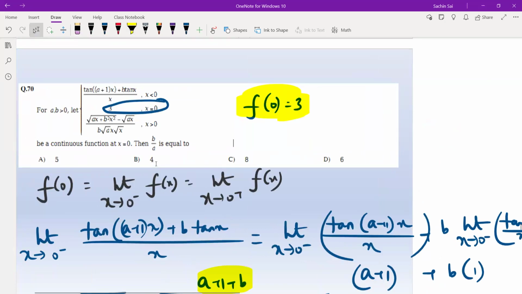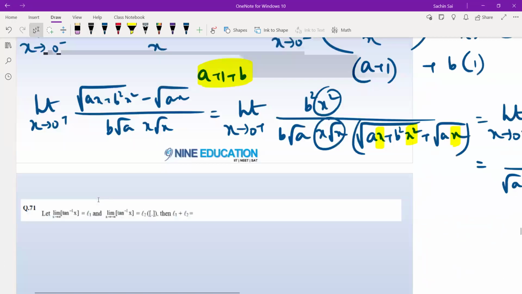You don't even have to solve for b and a in this particular question, right? The right limit is b by 2a, and it should be equal to the value of the function. So b by a equals 6, right? Sometimes it just happens that you don't even have to solve for a and b. If you notice the question properly, you don't have to do a lot of solving, right? Anyway, let's move on.